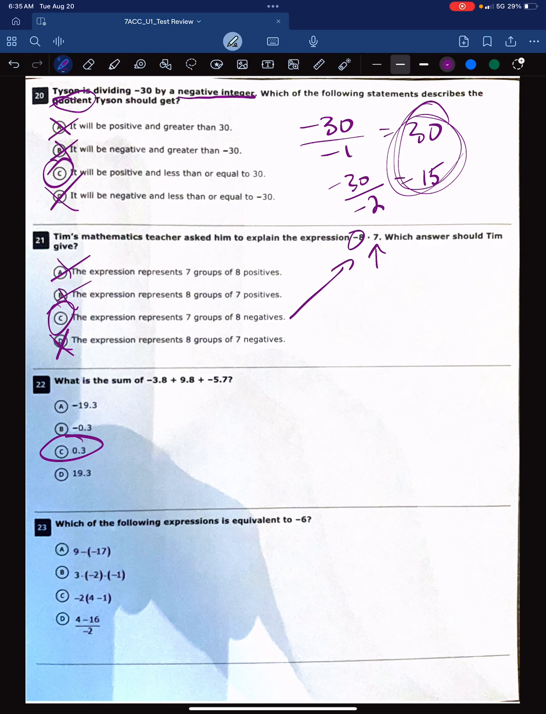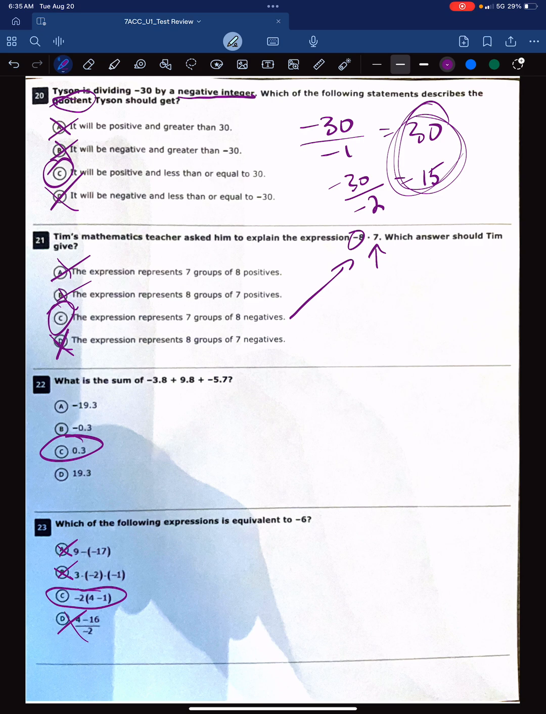23, which of the following expressions is equivalent to negative 6? All right, well, we're just going to put this in the calculator. 9 minus negative 17 is not negative 6. 3 times negative 2 times negative 1, that's also not negative 6. That's positive 6. C is negative 6 because if I did 4 minus 1, which is 3, times negative 2 is negative 6. And D, that's negative 12 over negative 2, that's positive 6. So C is our choice there.